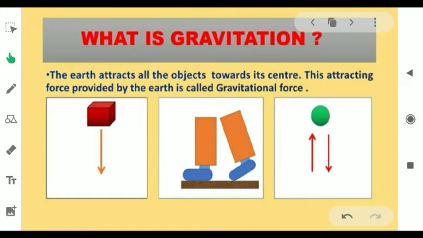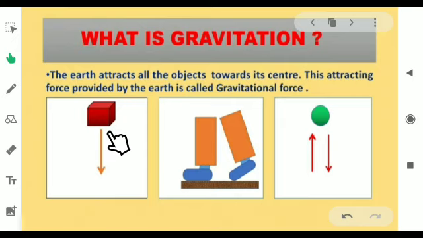Okay, let's begin. What do you mean by gravitation? The earth attracts all the objects towards its center. This attracting force provided by the earth is called gravitational force. Clear? Some examples are given here.